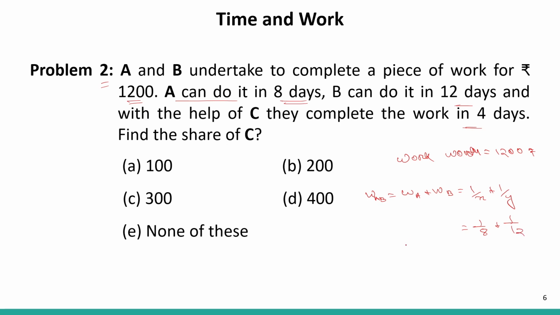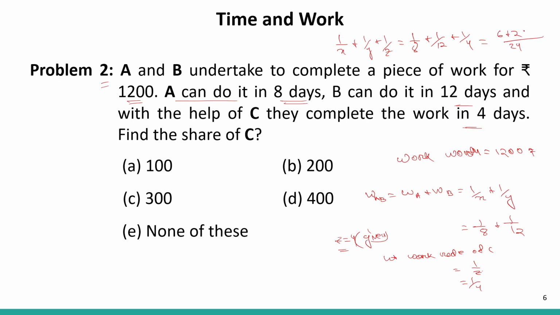Let the work rate of C be equal to 1 by Z. So C will be completing it in Z days, and 4 days is given. So this will be equal to 1 by 4. So the combined work rate is 1 by x plus 1 by y plus 1 by z, equal to 1 by 8 plus 1 by 12 plus 1 by 4. Taking the LCM of 4, 12 and 8, we get 24. So it will be 6 plus 2 plus 3, that is 11 by 24.